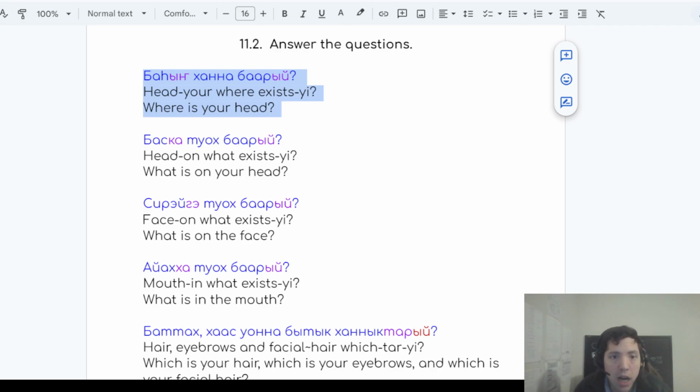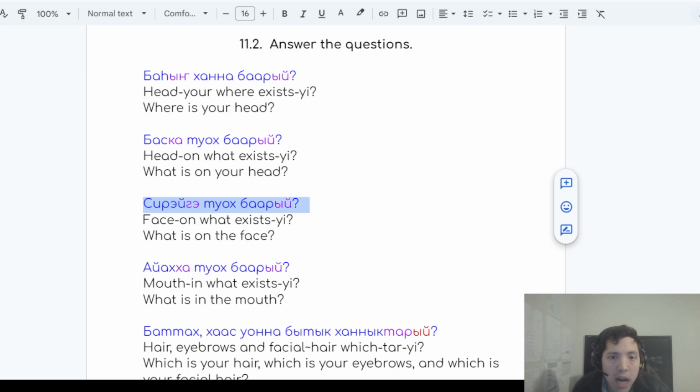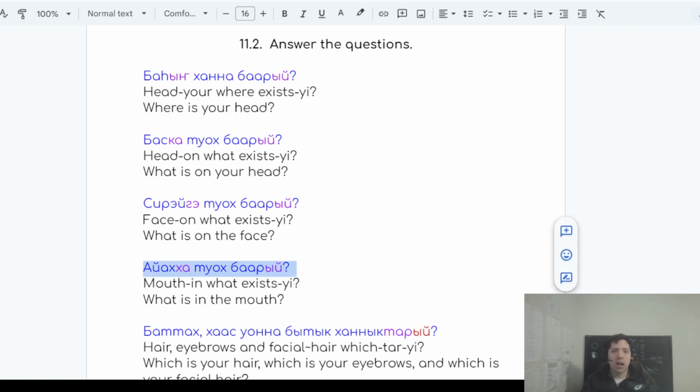Bahan hana bari. Then we have Baska tuach bari. What is on your head? Then we have Sirege tuach bari. What is on the face? Sirege tuach bari. Ayaka tuach bari. What is in the mouth?